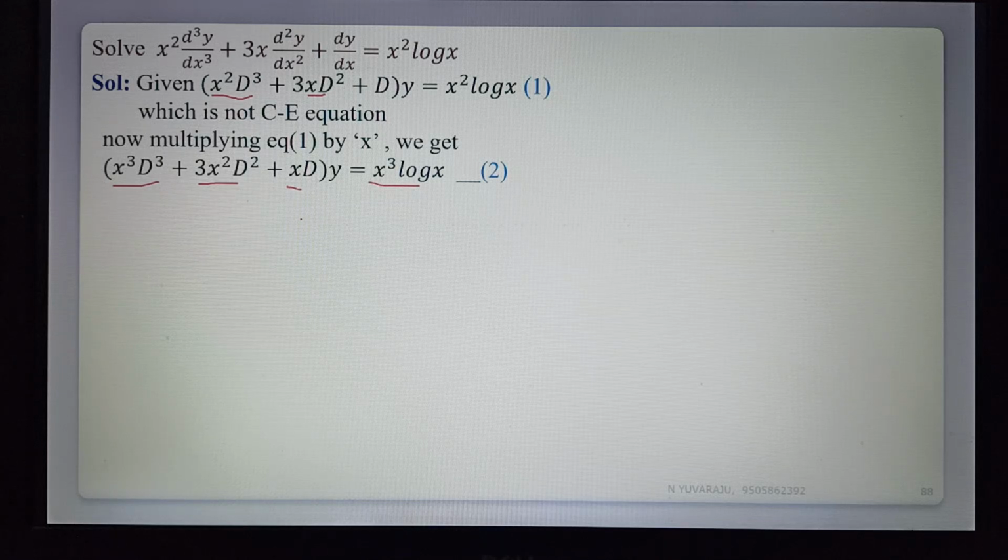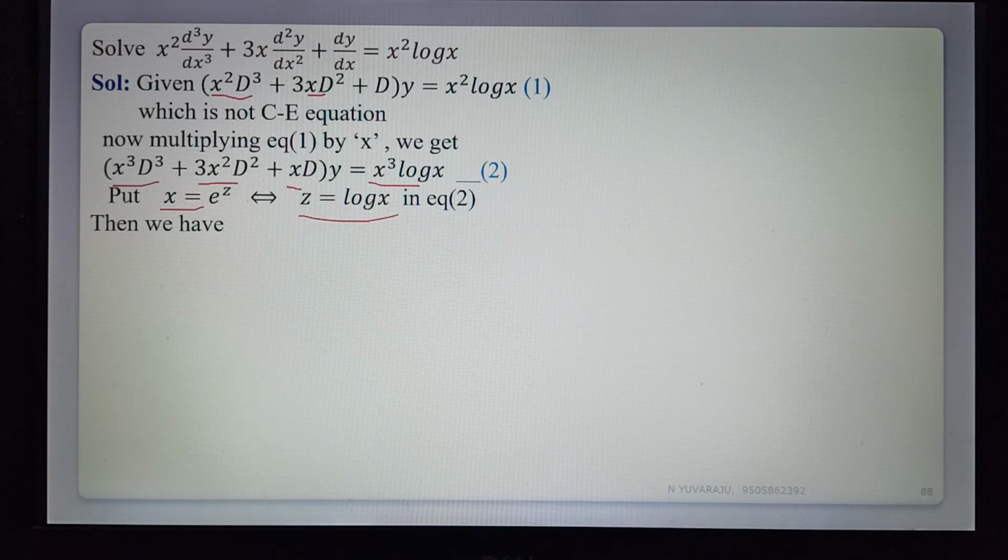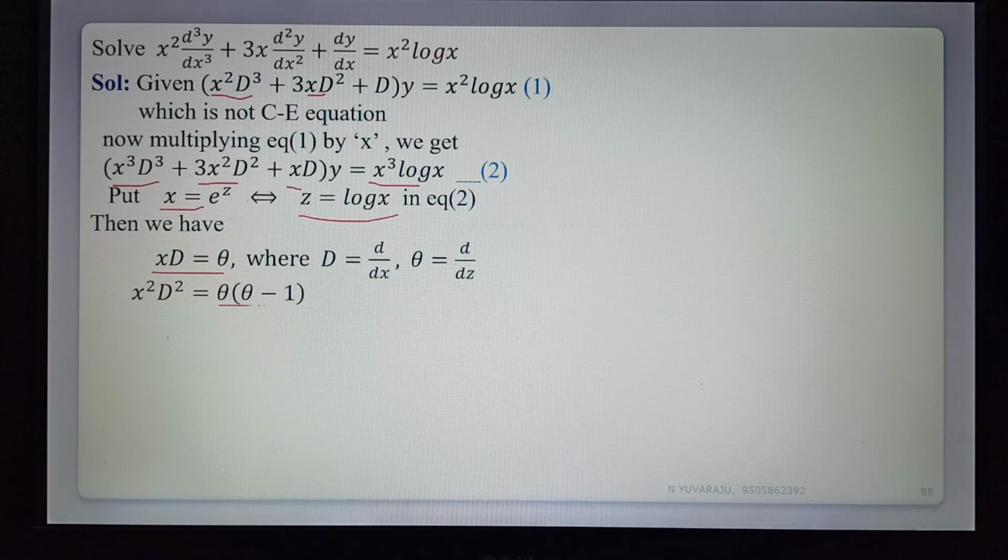Okay, now this is the Cauchy-Euler equation. Substituting x is equal to e power z, z is equal to log x. This is a third order equation: xD is equal to theta, x square D square is equal to theta into theta minus 1, x cube D cube is equal to theta into theta minus 1, theta minus 2.